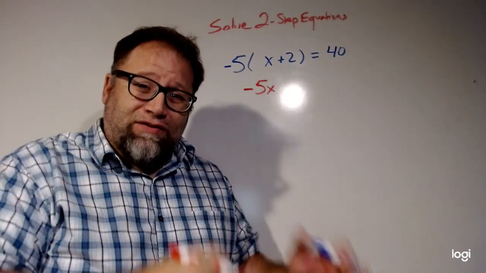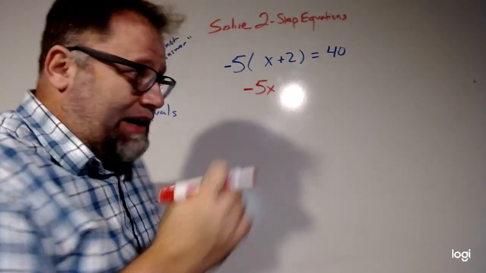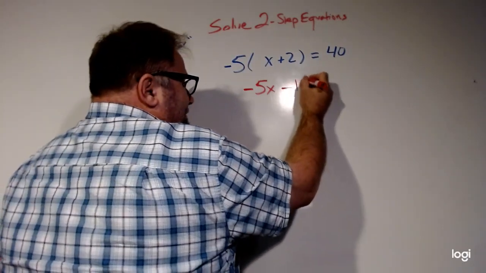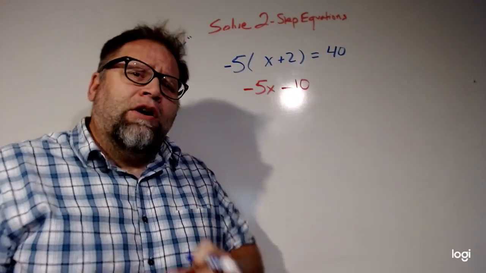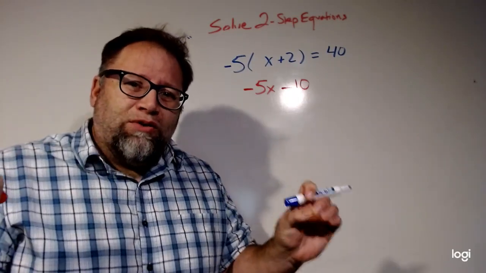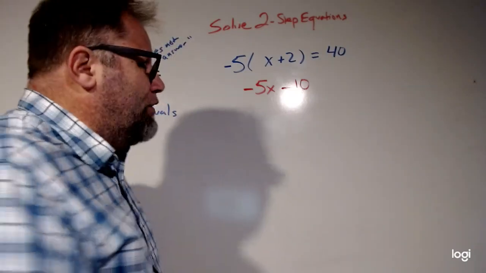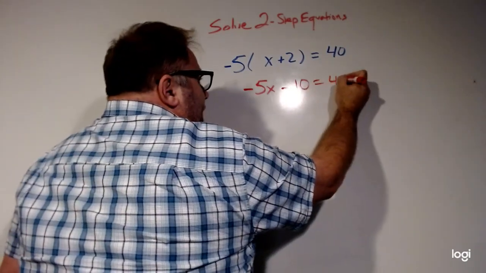-5 times positive 2 is -10. And I'm just going to write that as -10. You could write plus -10. That's fine. But the more signs you put in there that you don't need, the easier it'll be for you to get confused. And that equals 40.